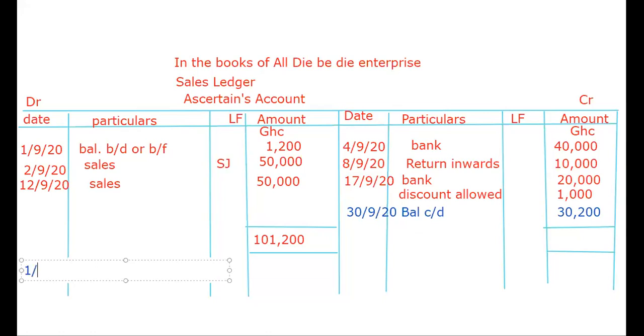on 1st October 2020 will become balance what? Brought down. Okay, and so this account, is it a credit balance or a debit balance? A debit balance. No, credit. Who is saying credit? Okay, so explain. Wherever the balance brought down is, that is the name we give. So because the balance brought down is on the debit side, we say it is a debit balance.